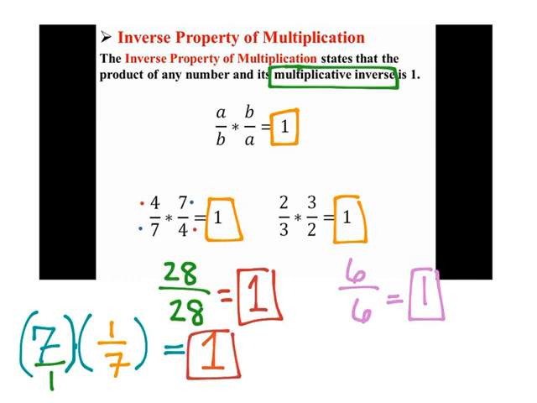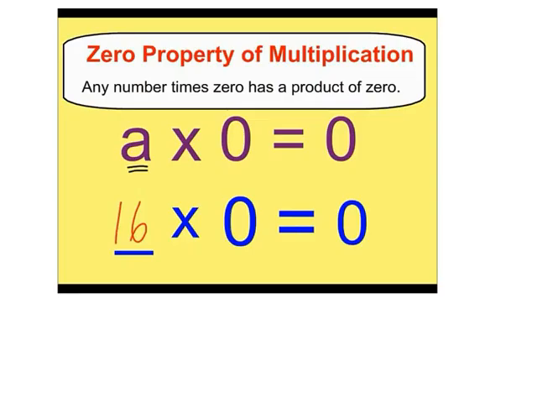Okay? So, inverse property of multiplication states that the product, which means to multiply, of any number and its multiplicative inverse is always going to be 1. Okay? And when you're doing a mirror image of a fraction, it's that number flipped upside down. Again, feel free to pause the video now if you need to copy any of this down. I think we only have one more slide to get through.